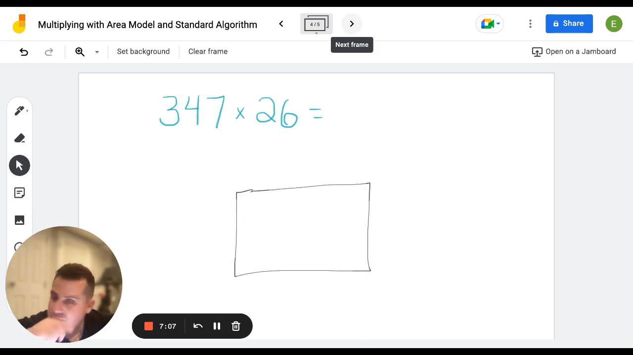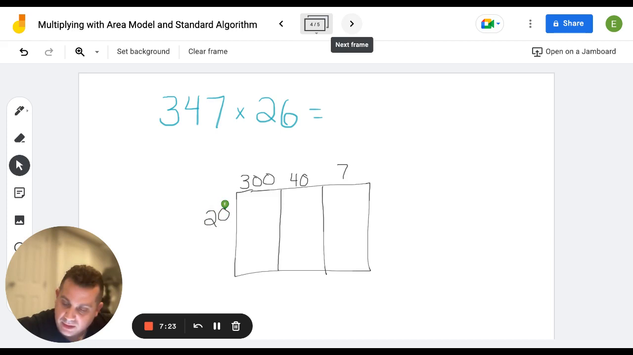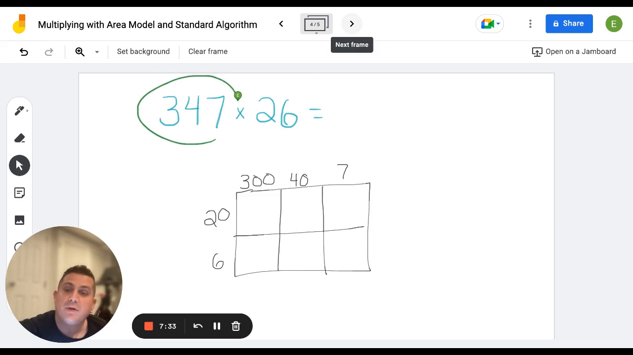Now, my 347 I'm going to put up top. So I'm going to break it up into 300, 40, and 7. And now the 26 is going to go on the side, 20 and 6. So you'll see there's just one more column in my area model because I had a 3-digit factor. It goes to the hundreds place. But now you will see I'm going to do it the exact same way.